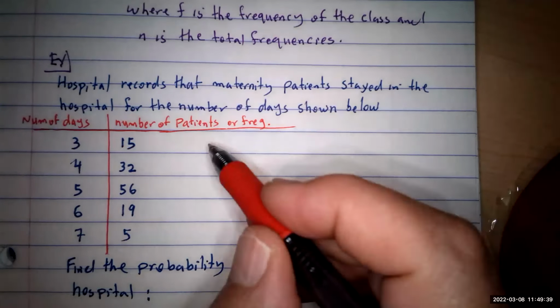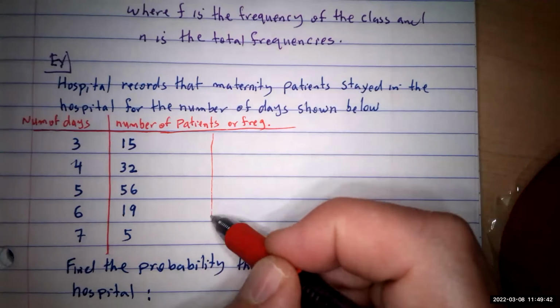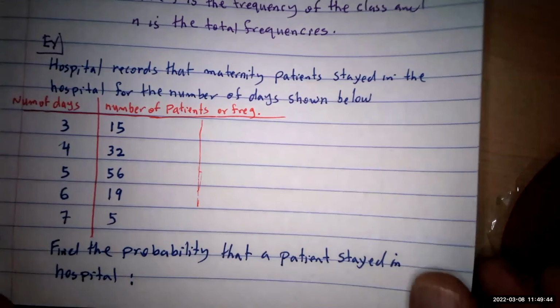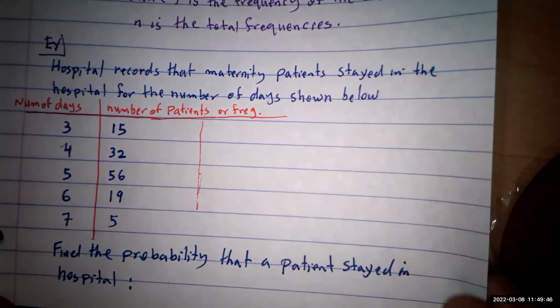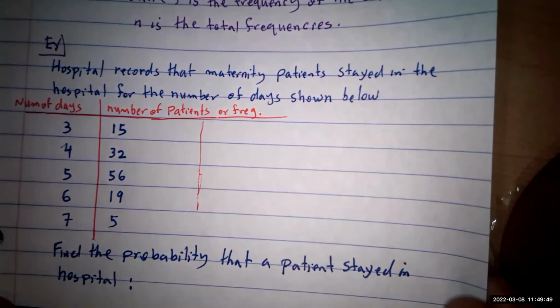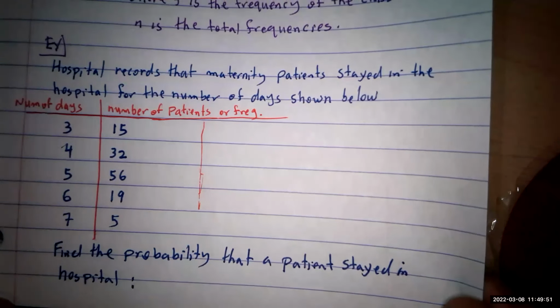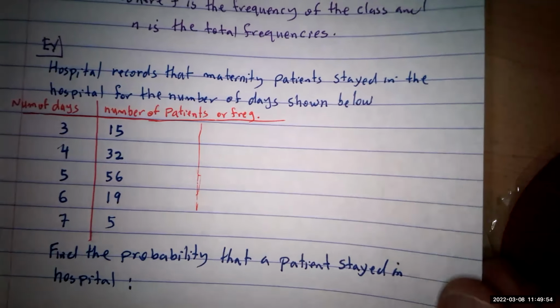I'm going to put it here because I need this information. I'll go to the next page. Are you done? So we pick one patient out and we want to find the probability that the patient is staying in hospital for the following cases. So case 1 is that the patient stayed in hospital for exactly 5 days. That is going to be case 1.